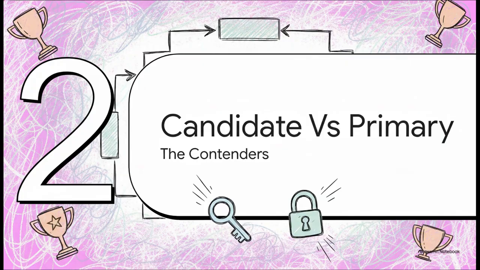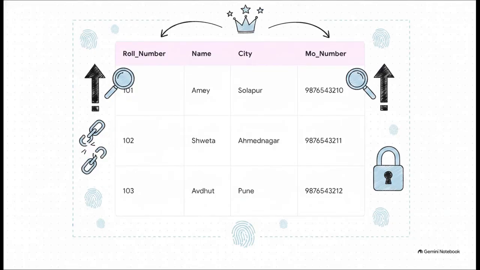Let's look at the contenders. I actually like to think of this phase as a tournament. It turns out attributes actually compete for dominance in our database. Take a really close look at the data inside this student table. Notice the roll number and mobile number columns? Both of them hold completely unique values. Ami, Shweta, and Avout each have a totally different roll number and a totally different mobile number. Because they contain completely unique data, they both qualify to compete. They are what we call our candidate keys.